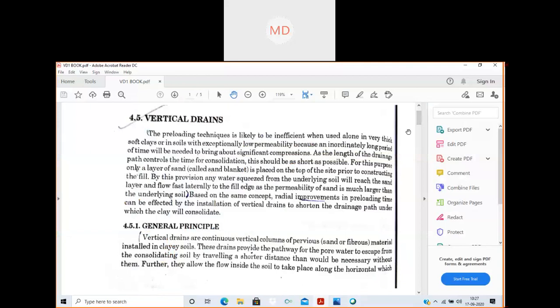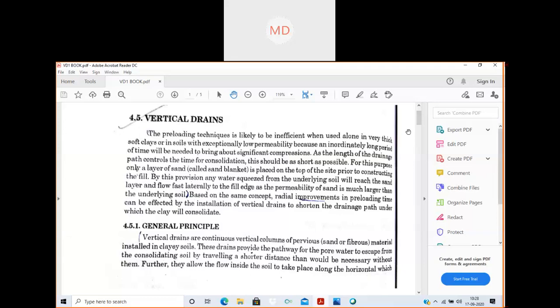By this provision, any water squeezed from the underlying soil will reach the sand layer and flow fast laterally to the field edge, as the permeability of sand is much larger than the underlying soil. So before also I've told you that when the thickness of the clay layer or the soft soil layer is very much more, then only preloading technique is not sufficient and we need to apply vertical drains.